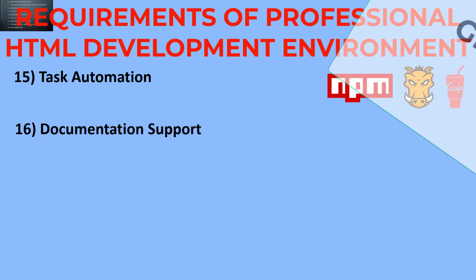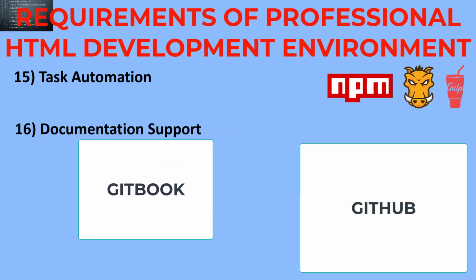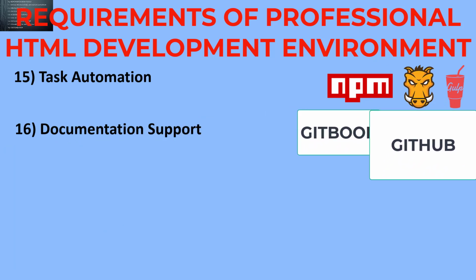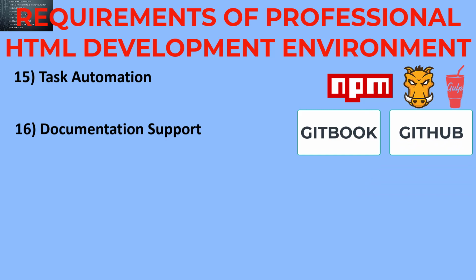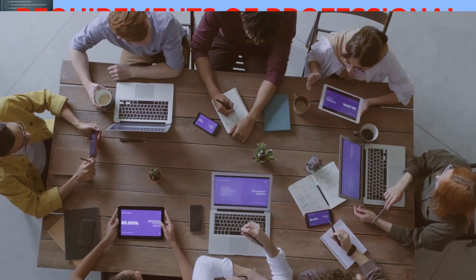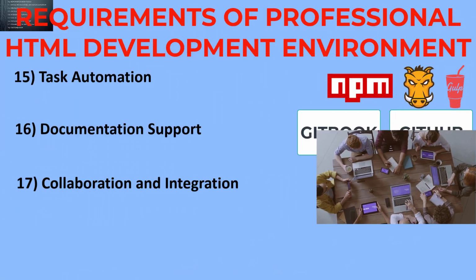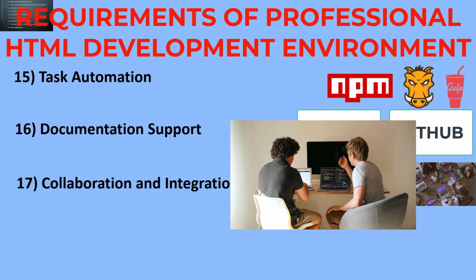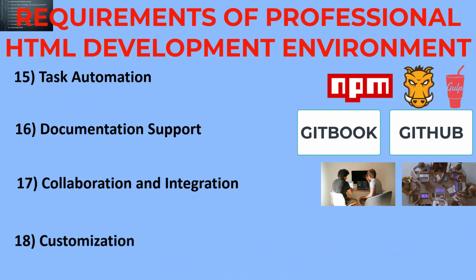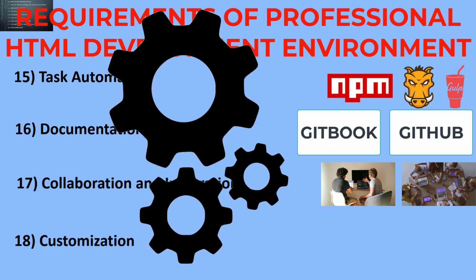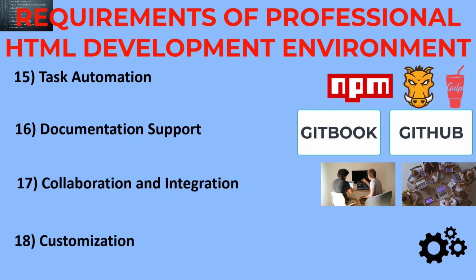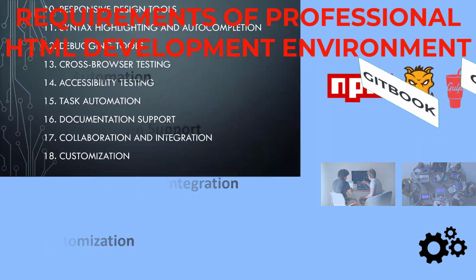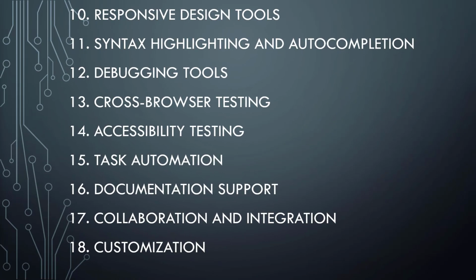16. Documentation support. Your development environment should access integrated document viewers or extensions for quick access to HTML, CSS, and JavaScript documentation. 17. Collaboration and integration. Your development environment should enable collaboration features, including code sharing and real-time collaboration, and integrate with platforms like GitHub or GitLab. 18. Customization. Your development environment should support customization, so you can tailor your environment to align with your preferences, adjusting themes, keyboard shortcuts, and code formatting settings as needed.